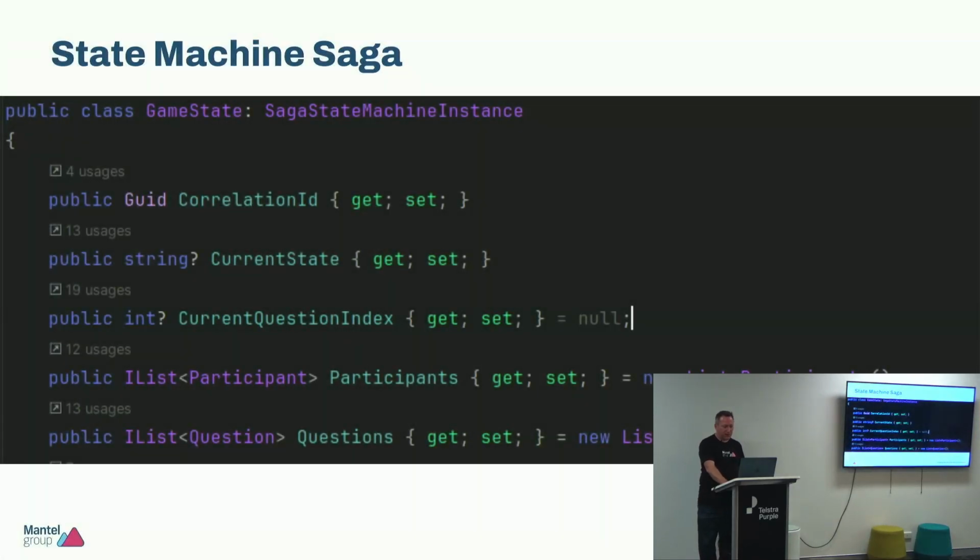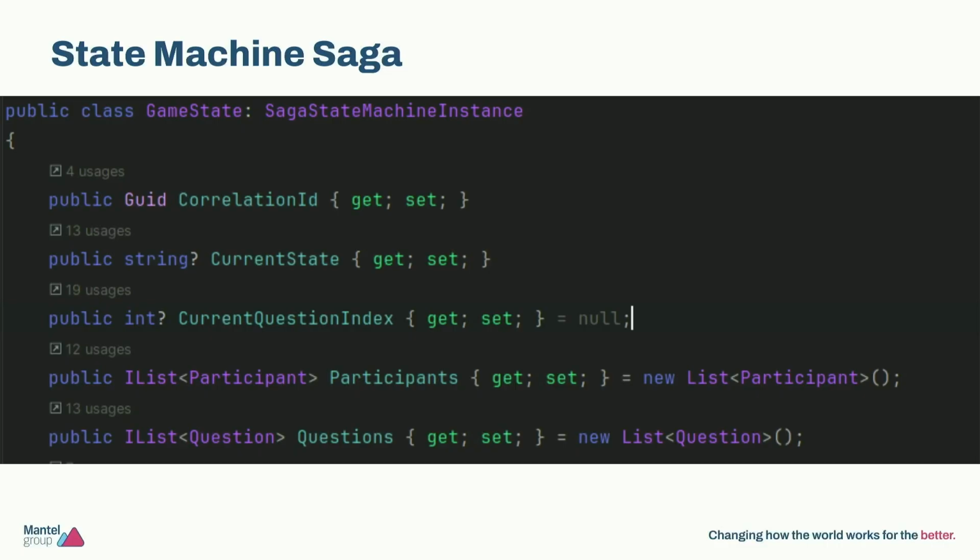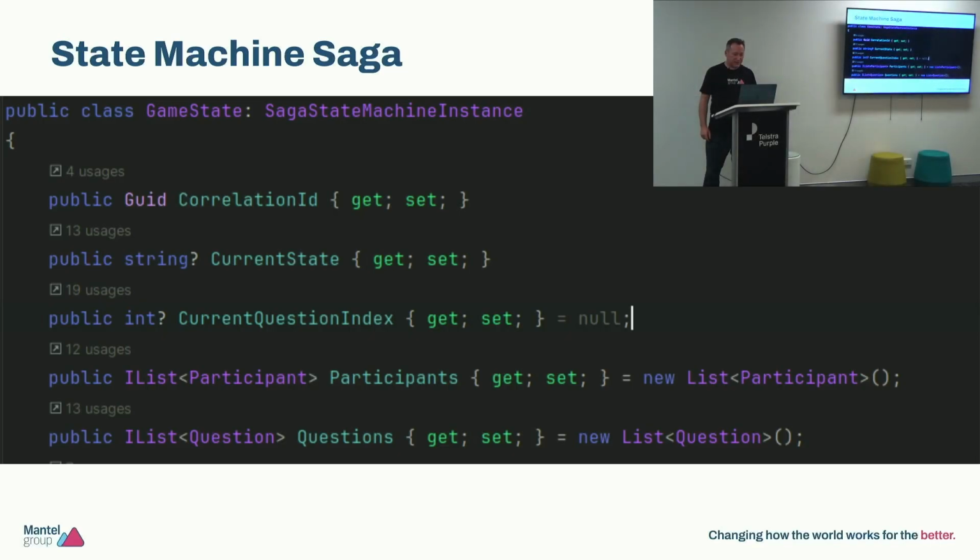So the final thing I'm going to show you is, we've seen consumers, we've seen sagas. The final one is a state machine saga. So a state machine saga builds on top of a saga that has state to also make that state implement a state machine.